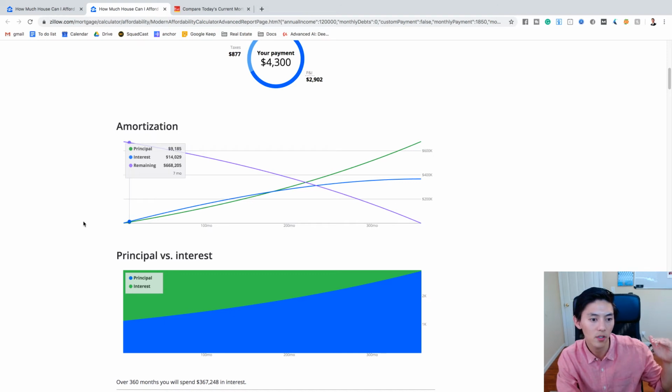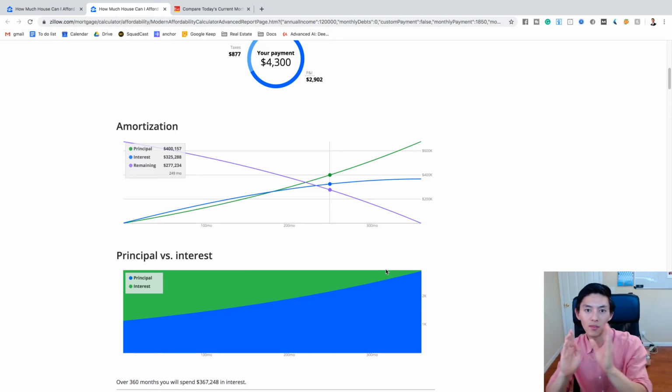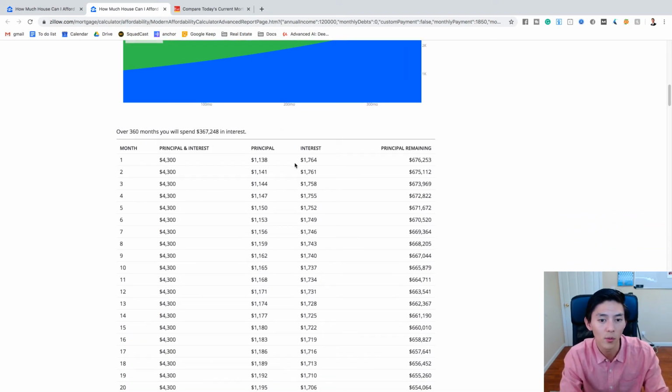And your interest at first is really high, but then over time it tapers off because in the beginning you're paying a lot in interest, which is the green part, and then slowly over time you're paying more and more into principal because your payments are fixed. But in the beginning, most of it is interest, and later on, most of it is principal. And here's even a nice little table that shows you the breakdown of your principal and interest payments.